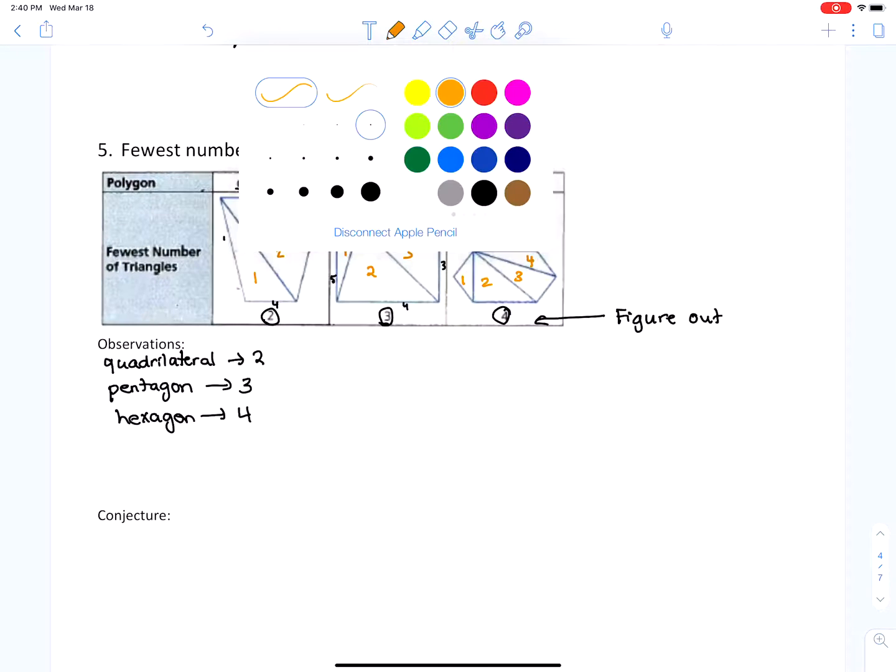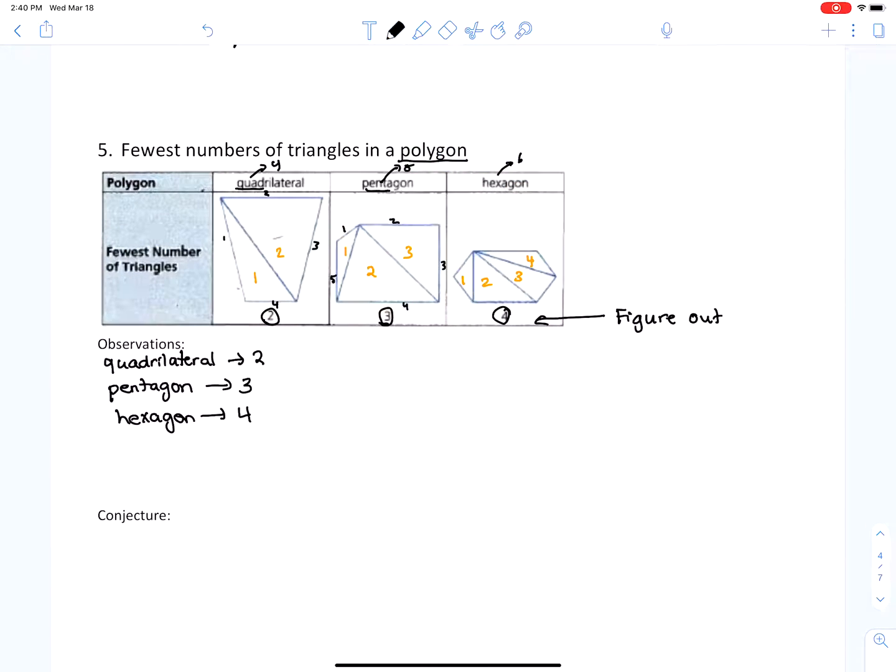So what I'm looking at here is I need to come up with some educated guess on what I think is going to happen. If I had a 4-sided polygon, I would have 2 triangles. If I had a 5-sided polygon, I would have 3 triangles. 6-sided polygon, I would have 4 triangles. So I notice maybe that these numbers are going up by 1.